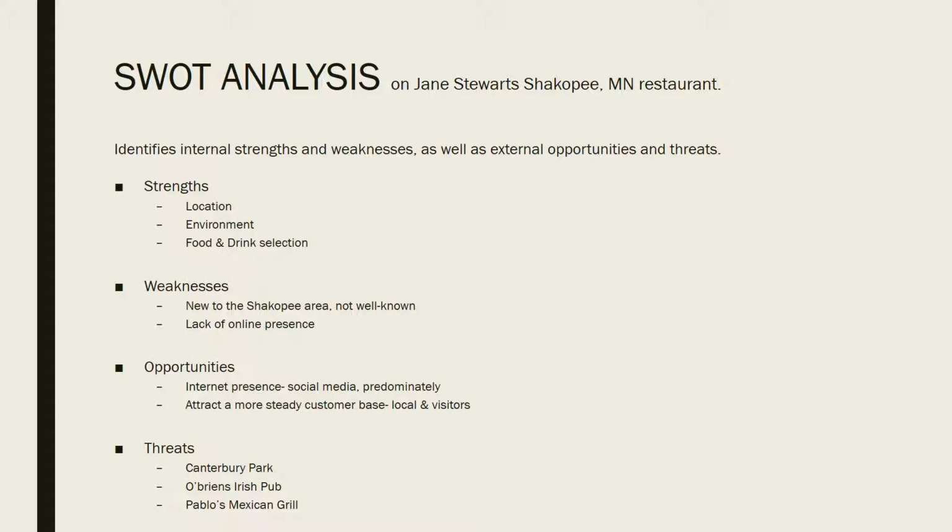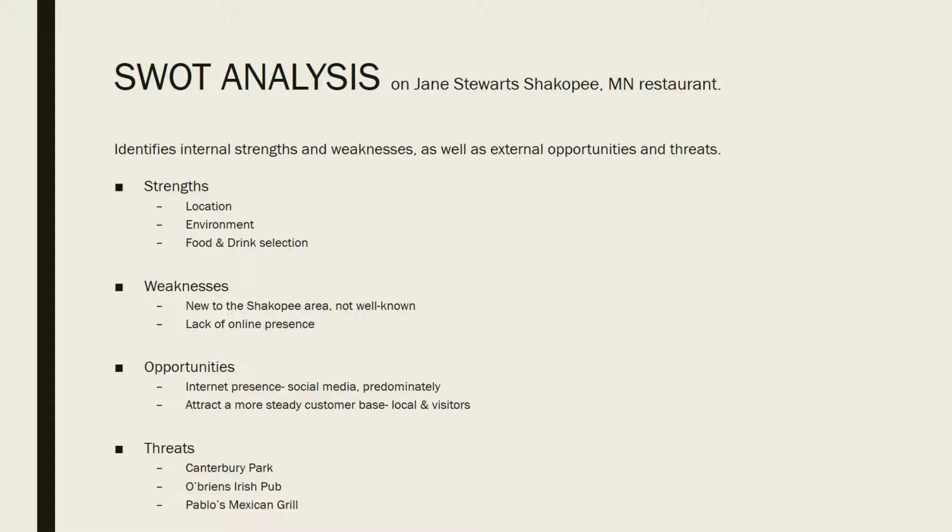A couple of the opportunities that I identified with Jane Stewart's restaurant is, of course, internet presence. Social media is one that I favor, so that's going to be one that we focus on predominantly. Another opportunity would be to attract a more steady customer base from both locals and visitors of the area. A few of the threats that I identified would be local restaurants that have been around for a while and are more established, and some of these include Canterbury Park, which is both a restaurant and a horse racing track, O'Brien's Irish Pub, and Pablo's Mexican Grill.